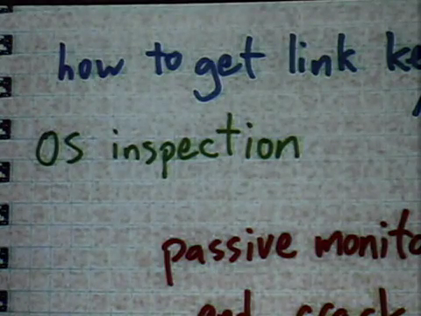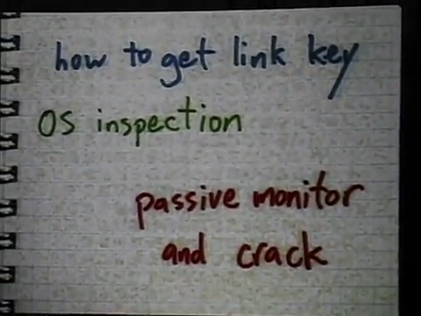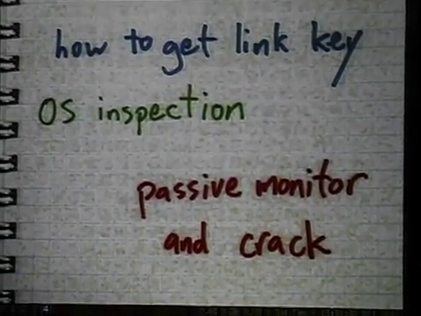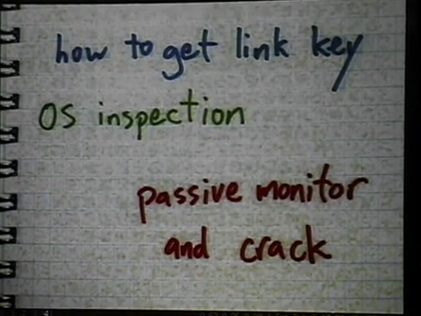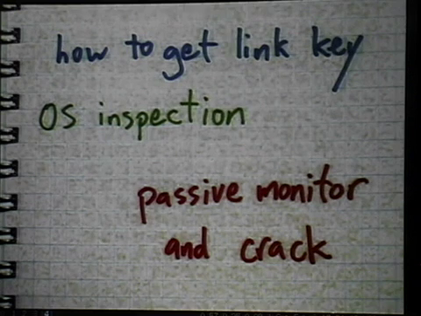So those are some ways that you can use to get these device addresses. And if you're a defender and you are trying to assess your own devices, then it's really easy to get these addresses because you can just inspect them or put them into discovery mode and do an inquiry, and you're good. How do you get a link key is a little bit harder.